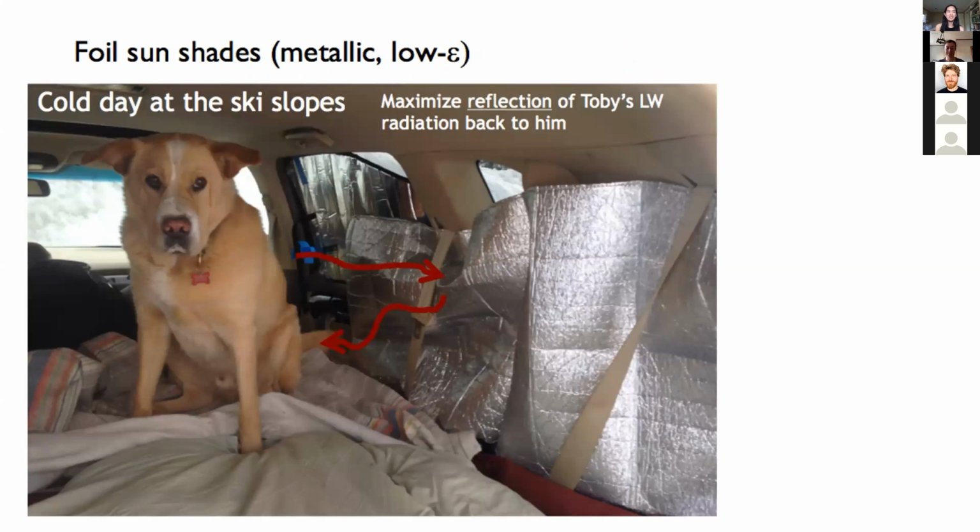And this is a photo of Gail's dog, Toby. After a cold day at the ski slopes, Gail puts these metallic foil sunshades to maximize the reflection of Toby's long wave radiation back to him.